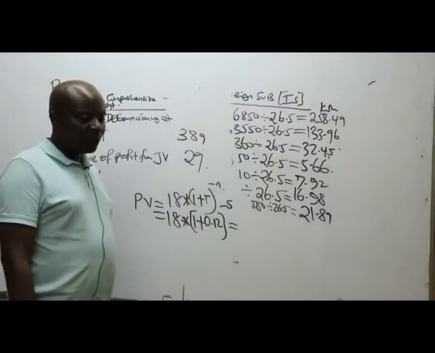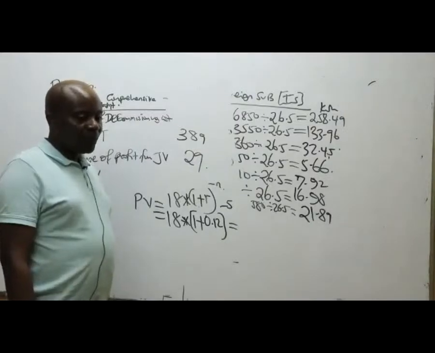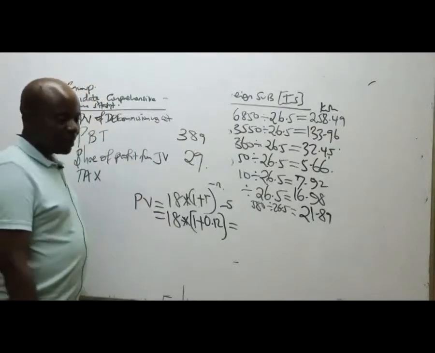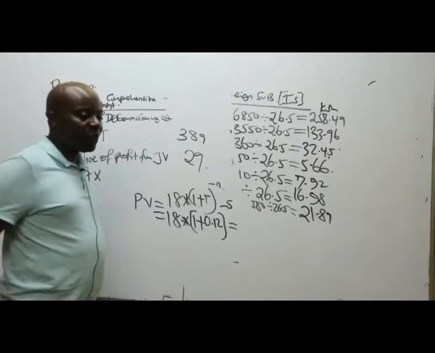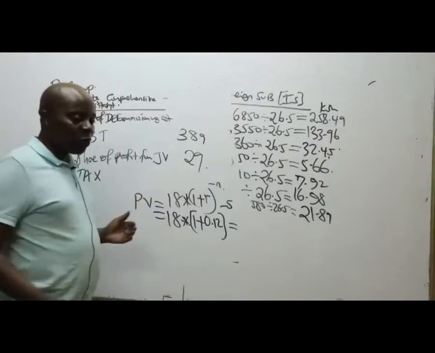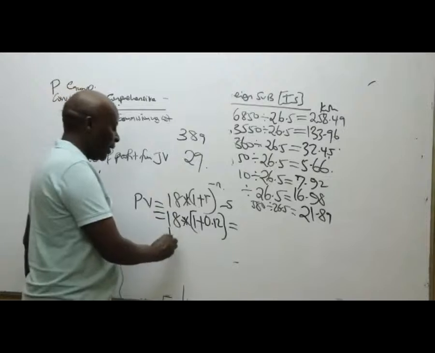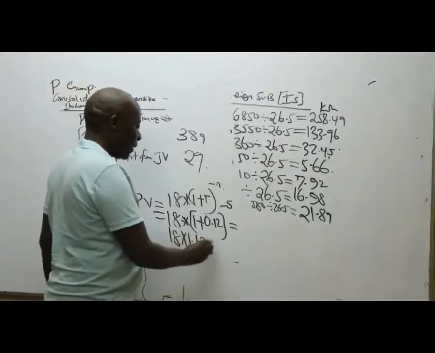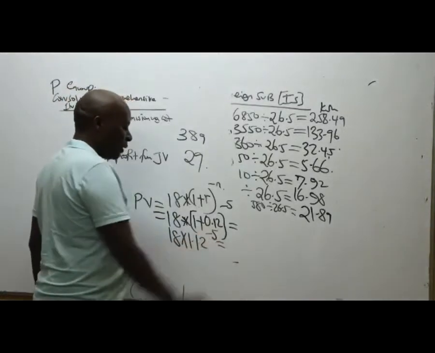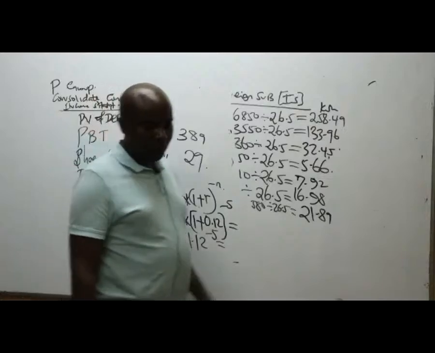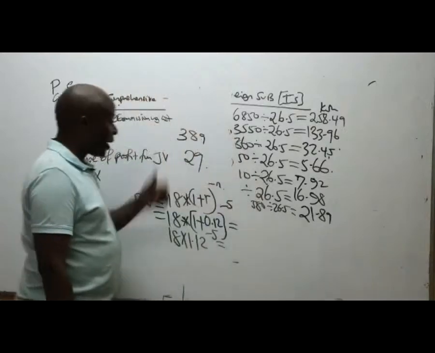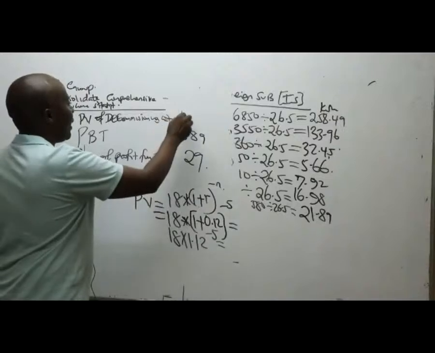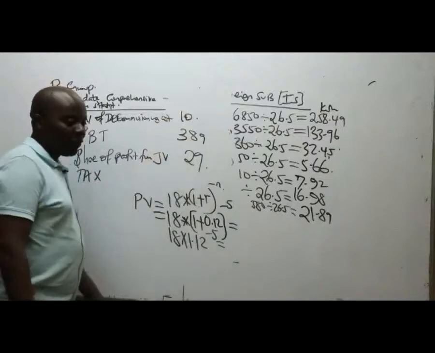Quite a small amount. Cherry tells me 10. Is there any other student who is able to see that 10? And sure you're able to raise this very well. It will be 18 times 1.12 raised to minus 5. So they're giving me a figure of 10.